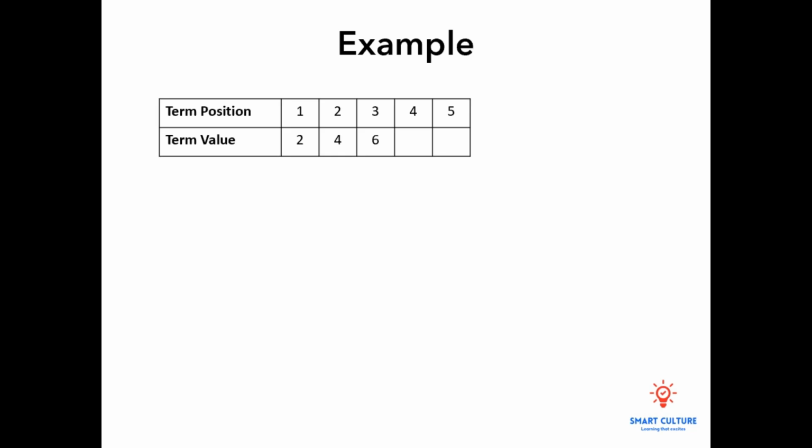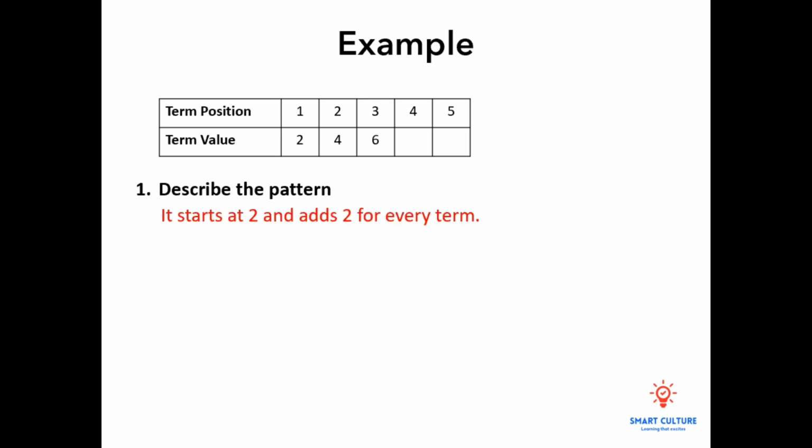Now we can have a look at an example. If we look at this table, we've got 5 term positions and they've given 3 term values. As you can see, in position 1 the term value is 2, and in the second position, the term value is 4, and in the third position, the term value is 6. Please describe this pattern. That means, what can you see is the difference between the values of these different positions? Yes, it starts at 2 and adds 2 for every term.